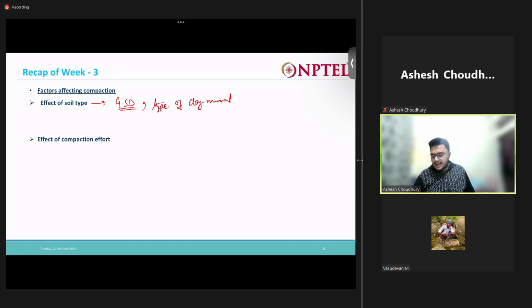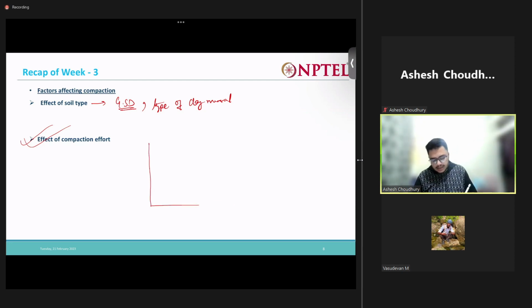And the second most important thing is the effect of compactive effort. That means how much force, how much mechanical energy you are putting in to compact this soil, right? We need to put some external mechanical energy. So how much compactive effort we have to put in will determine the degree of compaction.